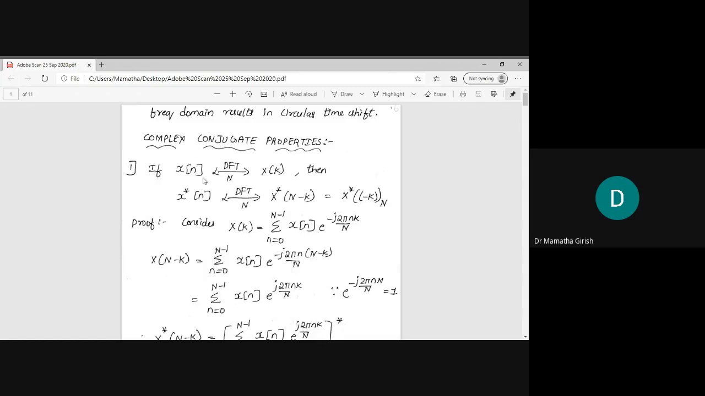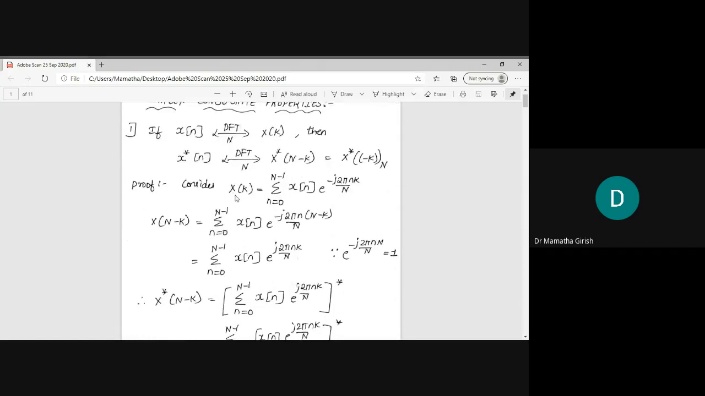The statement goes like this. If x of n forms an N-point DFT pair with X of k, then by the property statement, we have to verify whether x conjugate of n will form an N-point DFT pair with X conjugate of N minus k. I told you the other way of writing X conjugate of N minus k is this format. So knowing this, we should prove the below line. Let's start with the proof.